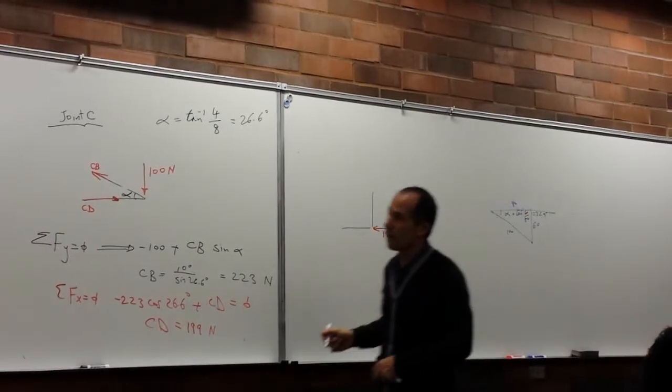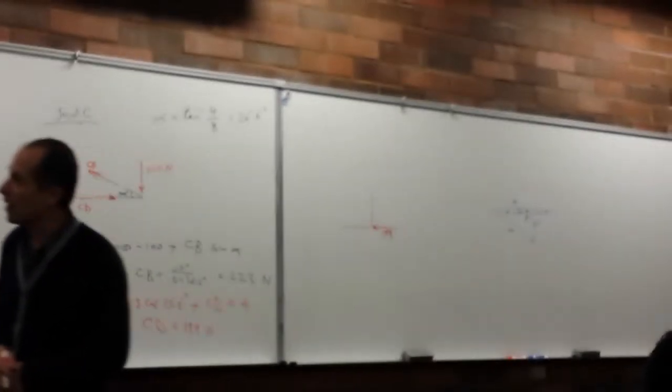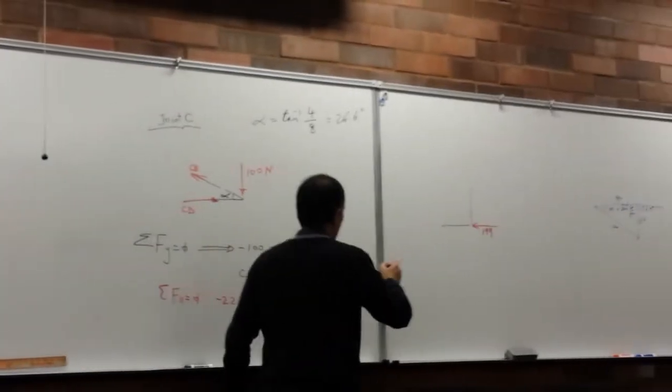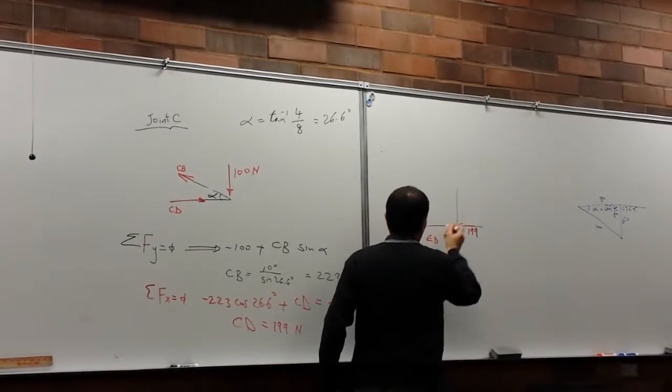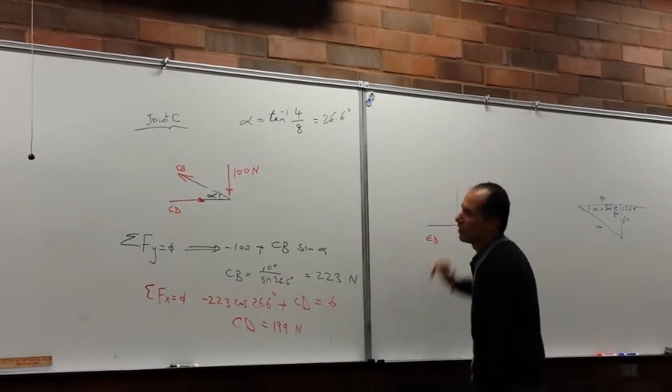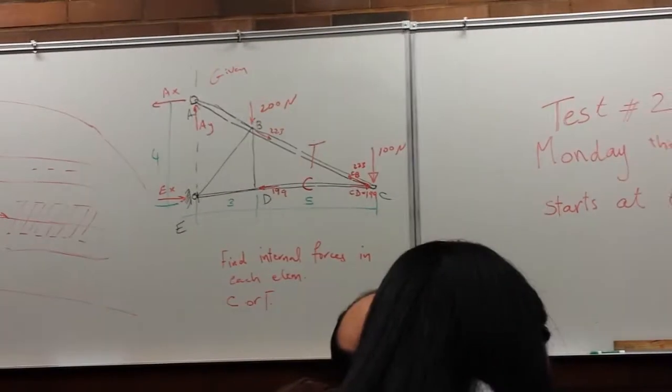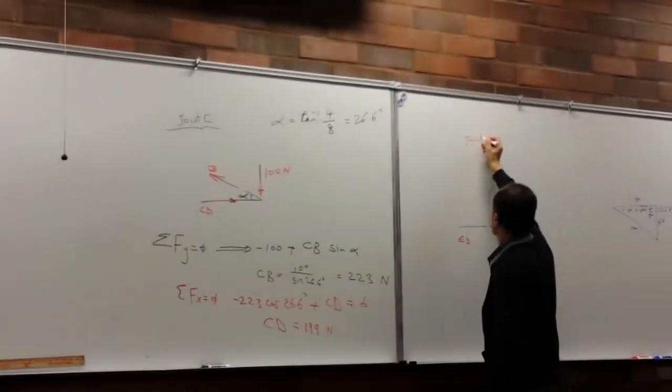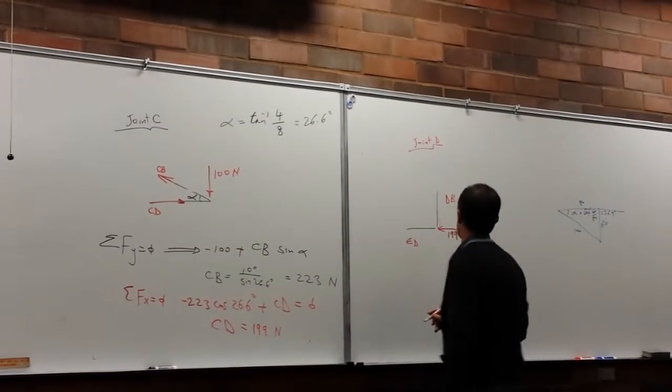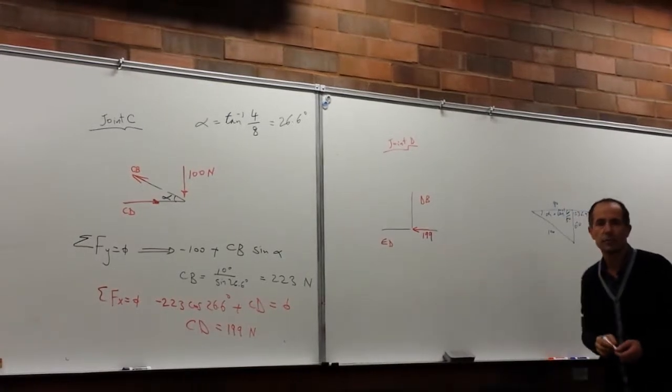I'd say we've got another one, CD is 199, coming the opposite. The other is ED, and this one is DB. Okay, so this is a joint. ED is going to be 199.